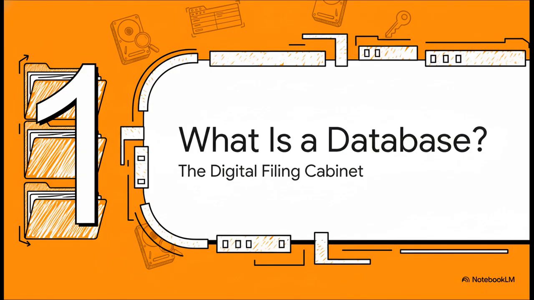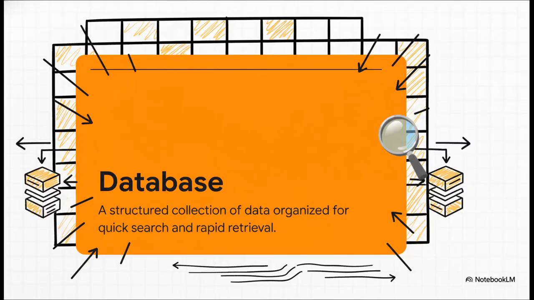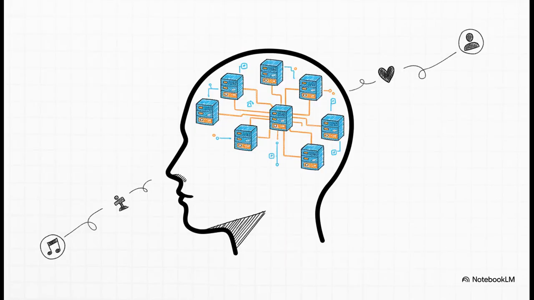You can think of it as the world's most organized, most efficient digital filing cabinet. Now, for our more official definition, a database is a structured collection of data. And the two words to really focus on there are structured and organized. This isn't just a random pile of files on a computer. It's a system that's been carefully designed to find and retrieve information incredibly quickly. But honestly, if you want an easy way to think about it, it's this. A database is basically the memory of the internet. It's what lets all your favorite apps and websites remember who you are, what you like, and what you've done.